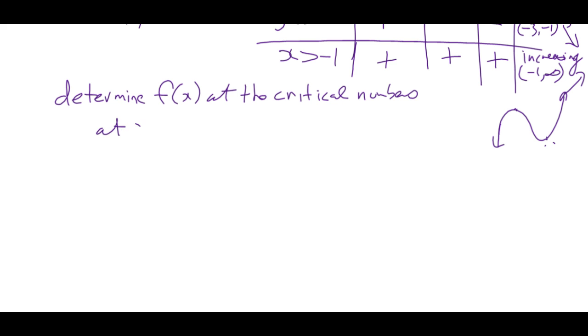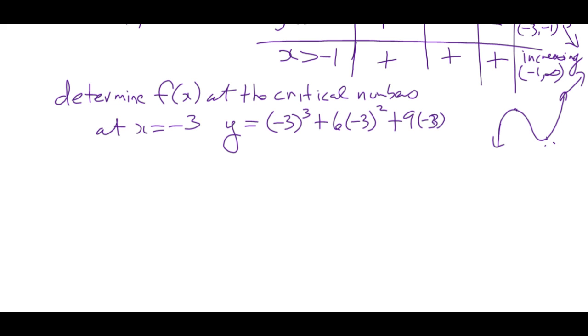Okay, so at x equals -3, y is equal to -3 cubed plus 6 times -3 squared plus 9 times -3 plus 2.